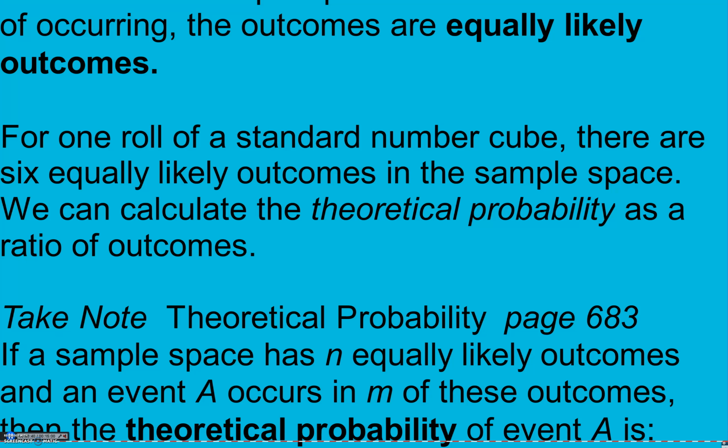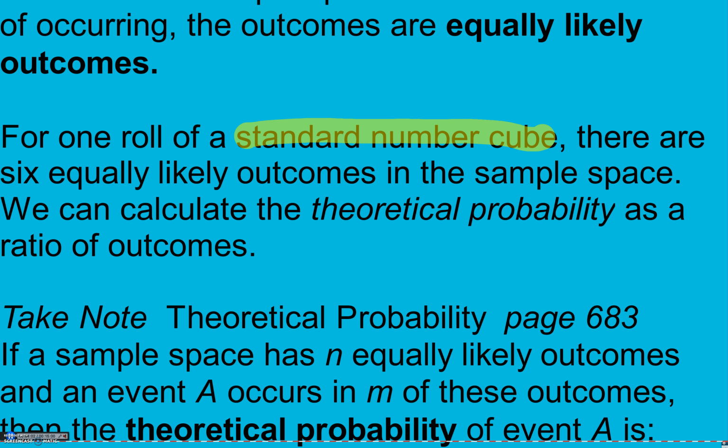For one roll of a standard number cube, guys, this is how they say a die, like a dice, but one, a die, standard number cube. The book's weird. Just go with it. There are 6 equally likely outcomes in the sample space. We can calculate the theoretical probability as a ratio of outcomes.